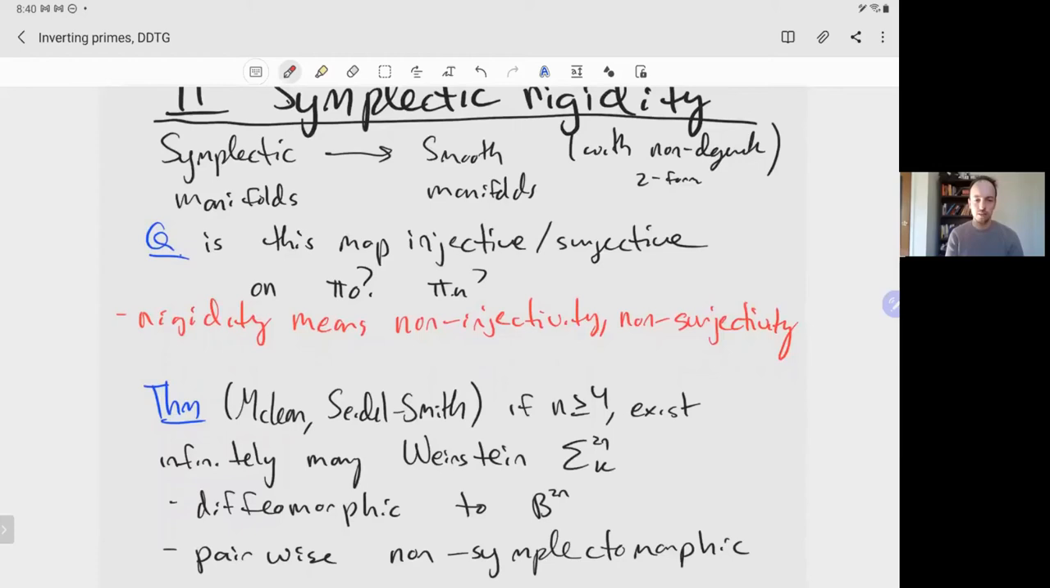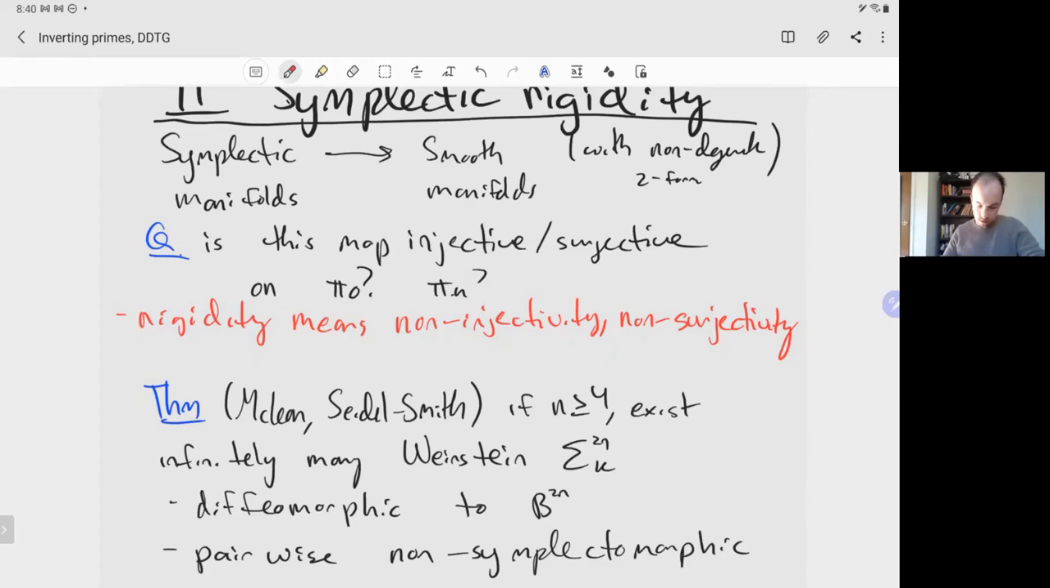So their result says that if n is at least 4, there exist infinitely many Weinstein manifolds, which I'll denote sigma sub k of dimension 2n, which are all diffeomorphic to the ball, but they're pairwise non-symplectomorphic. So that implies they're not Weinstein homotopic, in the sense that you can't use these different moves to get from one to the other, but they're also not symplectomorphic. Okay, so this is an example where this map is not injective on pi zero.